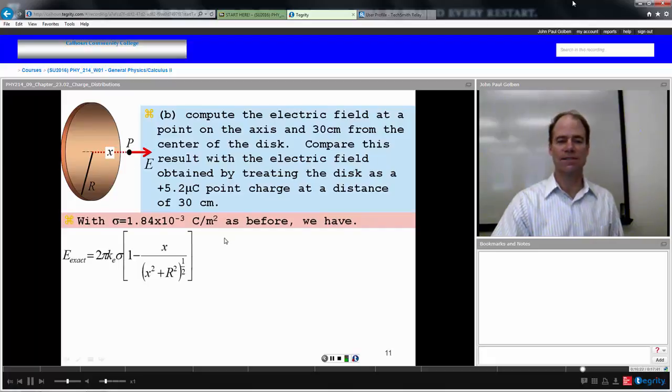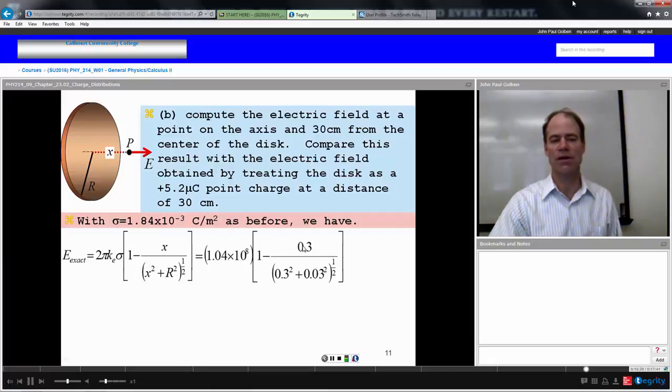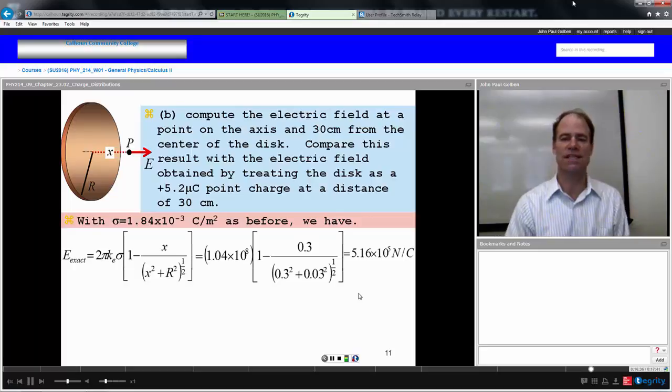Well, the exact value is 2 pi k sigma times 1 minus x over x squared plus r squared to the 1/2 power. And x in this case is 30 centimeters or 0.3 meters. And if we calculate that, we get 5.16 times 10 to the 5 newtons per coulomb.